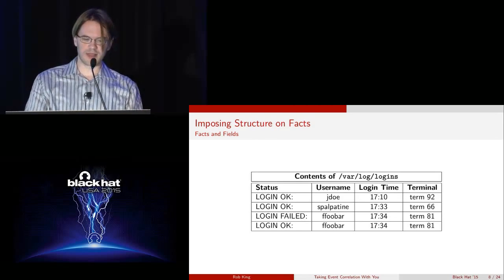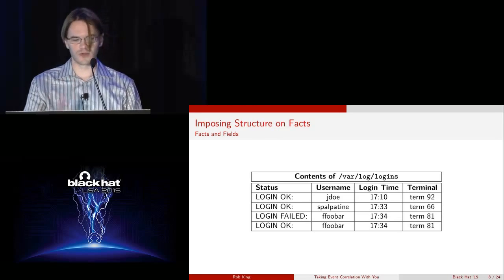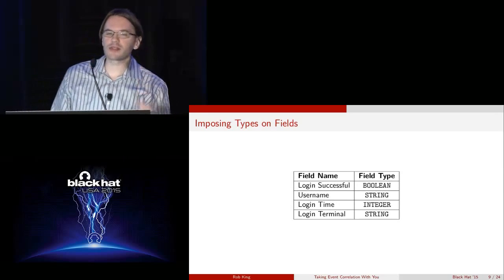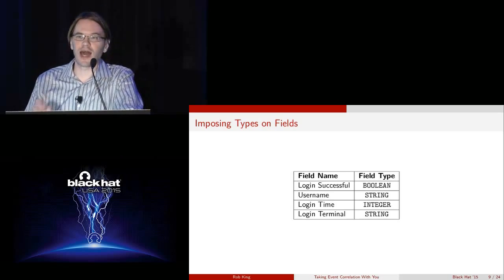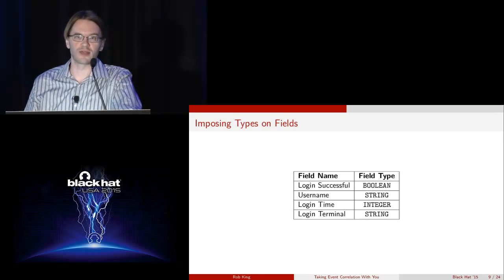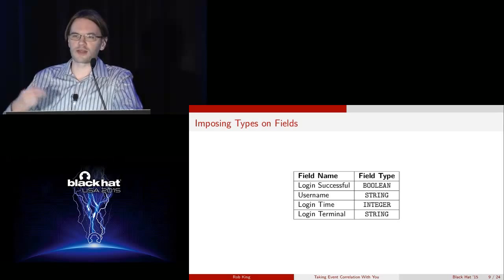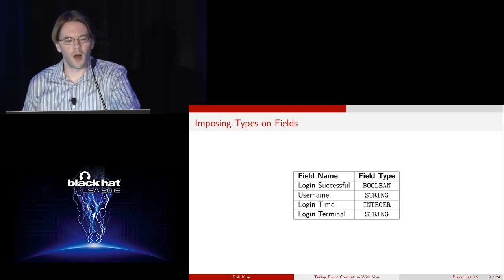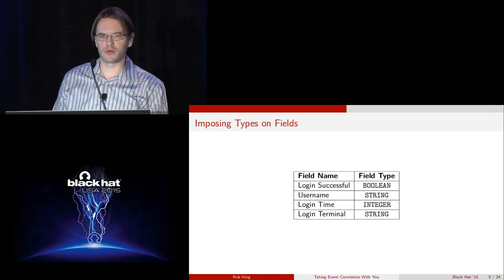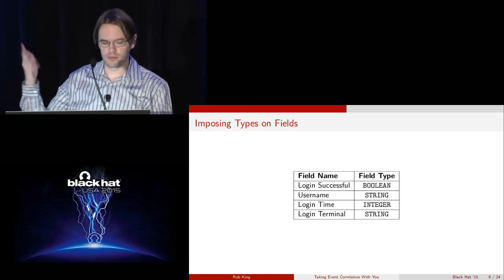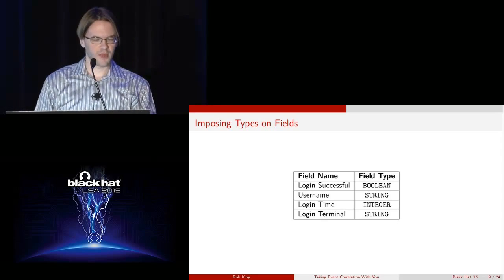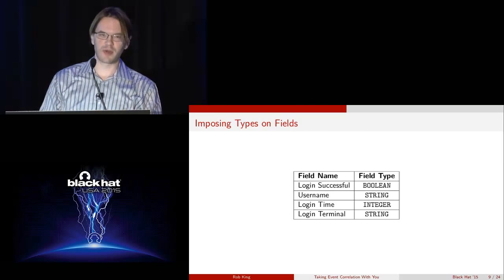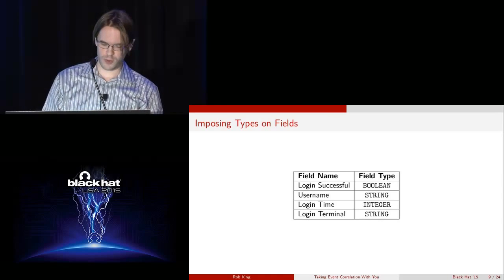You can immediately see that this is much more clear. You have the status, the username, login time, terminal, all that good stuff. And then Giles goes one step further and actually imposes type information on those fields. So you're not just dealing with login successful and it could be whatever. You know that it's going to be a Boolean. And the type system is very simple: Boolean, string, integer, real. Nothing crazy, nothing complex. We'll get into actual practical Giles in a second. I just want to make sure we're all on the same page about the problem we're trying to solve.